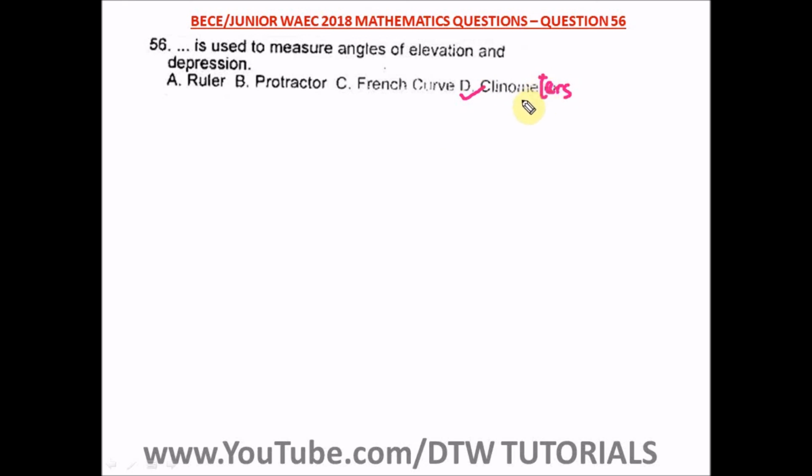Clinometers. Clinometers are used to measure the angles of elevation and depression. They are used in some professions, like surveyors use them to get the angle of depression and elevation. Our right option is option D.